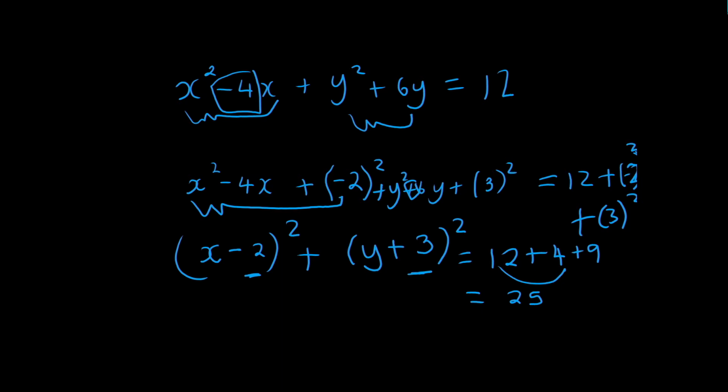So for the coordinates of the center, we always change the sign as we take it out of the bracket. Therefore, the coordinates of the center of the circle will be (2; -3). So that's the coordinates of the center of the circle.